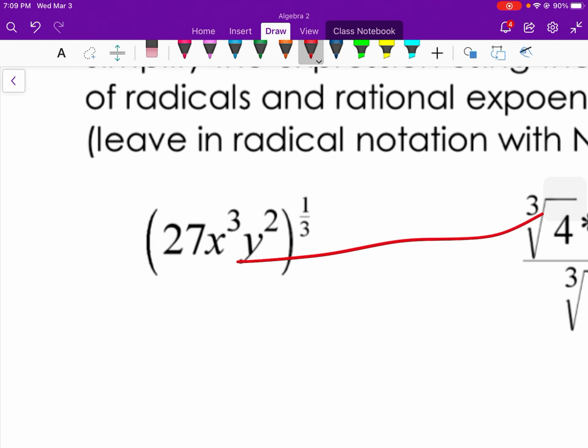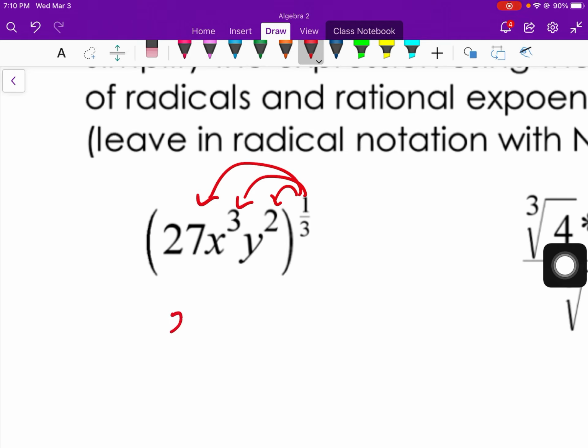Now we have a product to a power. So when we have a product here to a power, we're going to distribute the power to each part. And when you do a power to a power, like it'd be 27 to the first to the third, you multiply them. So that'd be 27 to the third, x to the first, and y to the 2/3.